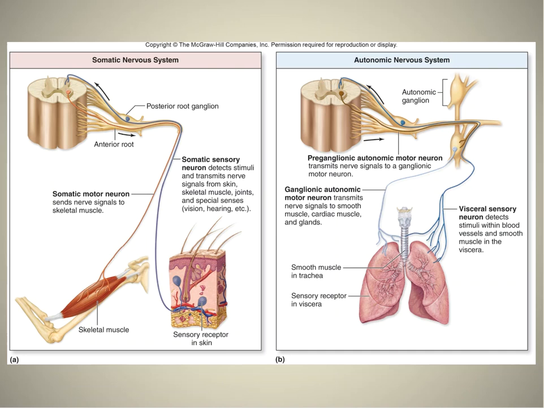The postganglionic motor neuron will go out to the target organ and innervate it. So remember, a ganglion is a collection of cell bodies outside the central nervous system. The cell body for the preganglionic motor neuron is always in the spinal cord. The ganglion for the postganglionic motor neuron is outside the central nervous system, usually in what's called a sympathetic chain ganglion or a ganglion near the target organ, depending upon the division we're talking about.